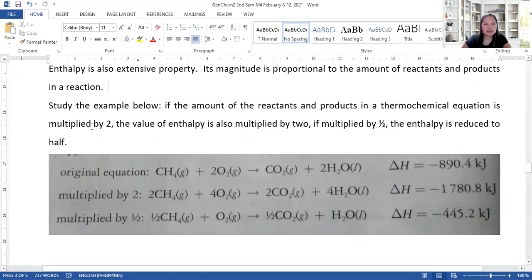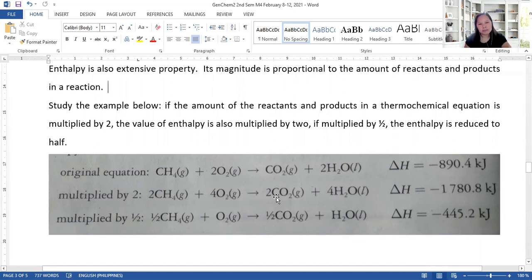Okay, so it says here that we have the original equation. Please look at the picture. So CH4, methane, plus 2 oxygen. These are the two reactants. And then it produced carbon dioxide and two molecules of H2O. And then the enthalpy of reaction is negative 890.4 kilojoules.